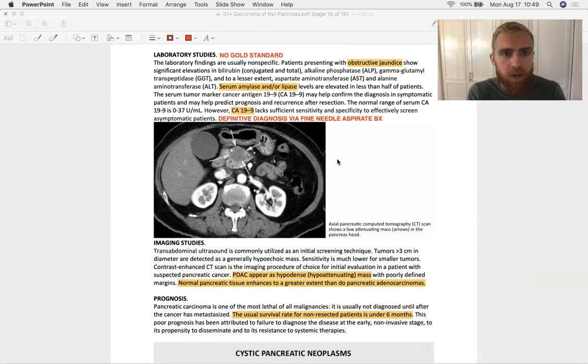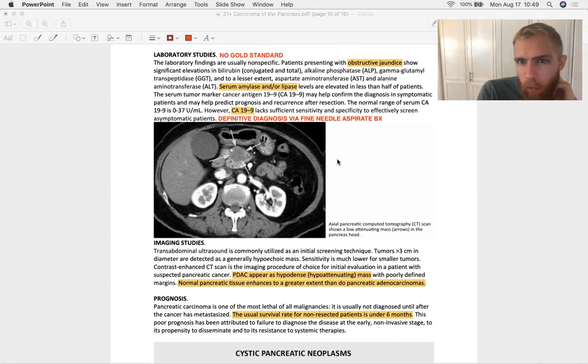Gamma glutamyl transpeptidase. That's a liver marker, and that could be elevated in alcoholic liver disease as well. And so high GGT is basically going to tell you how healthy the liver is. AST, ALT, yes, those will be up in a jaundice because bile will be backflowing into the liver and causing some hepatocyte irritation, potentially necrosis there, but it's not going to be very, very high at all.